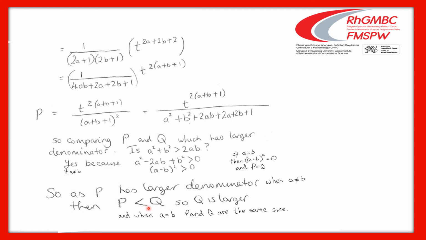or if a equals b, then p is equal to q. So generally, q is larger than p, except when a equals b, and then p and q are the same size.